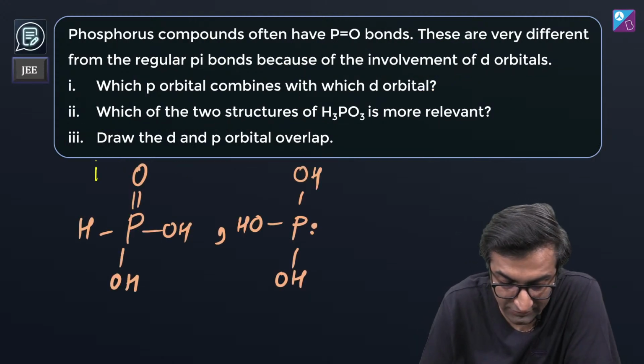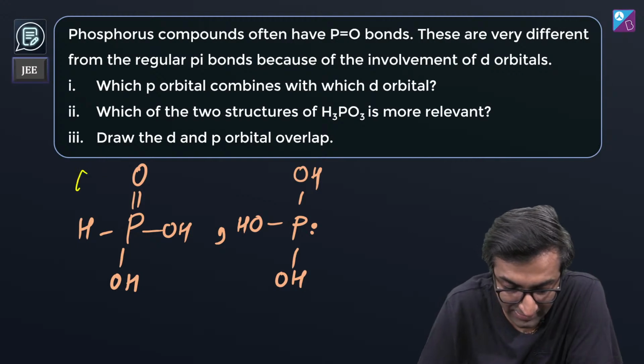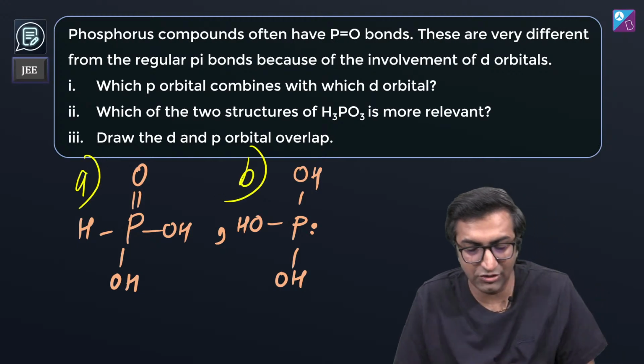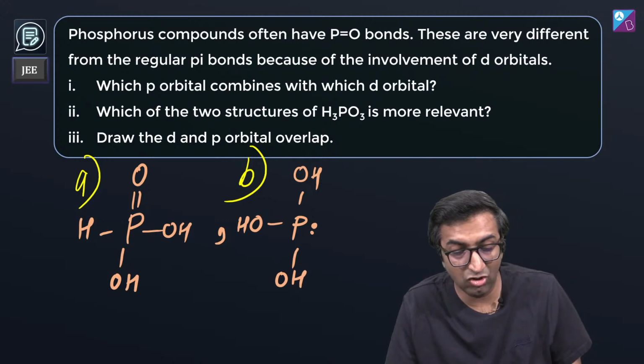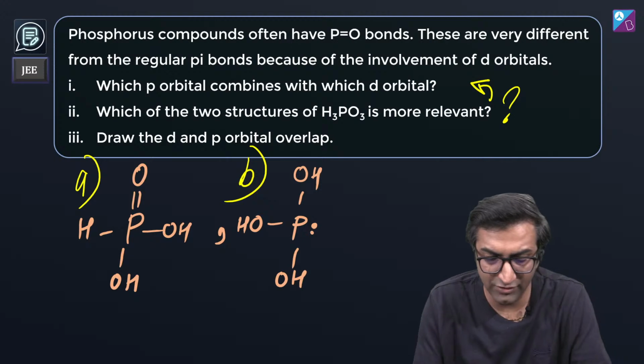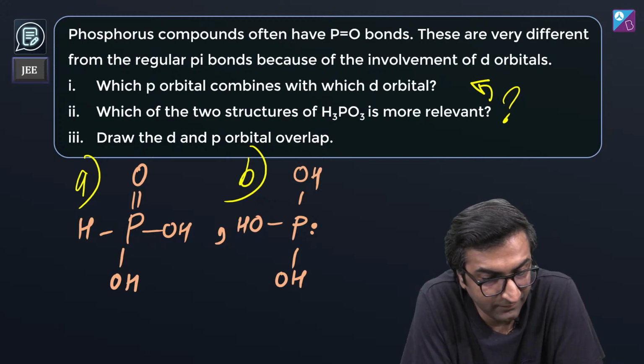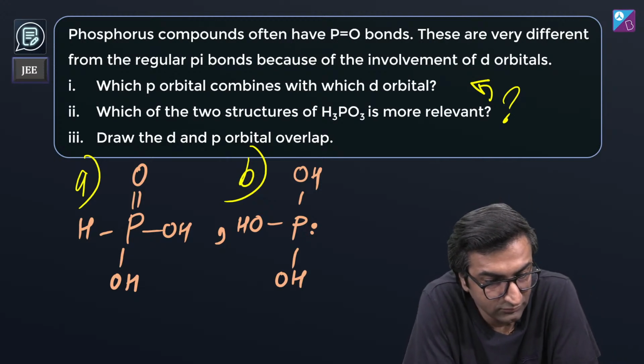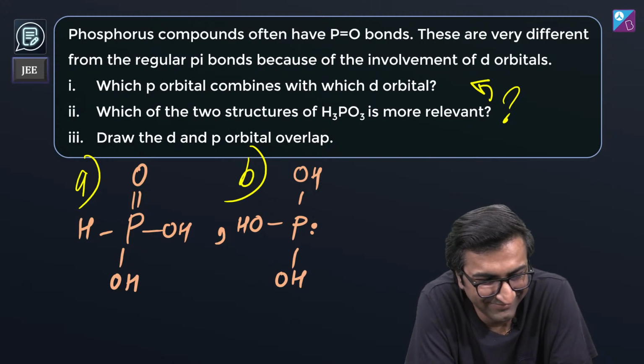These are the two structures. Let's not call them one, let's say A and B. These are the two structures of H3PO4. इन दोनों में से कौन सा ज्यादा relevant है? And yeah, which p orbital combines with which d orbital? Aditya, okay. All right.